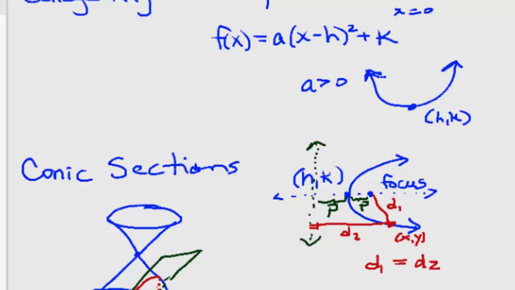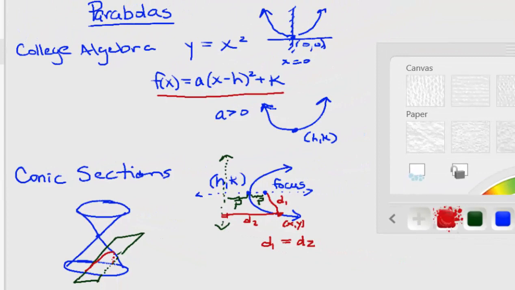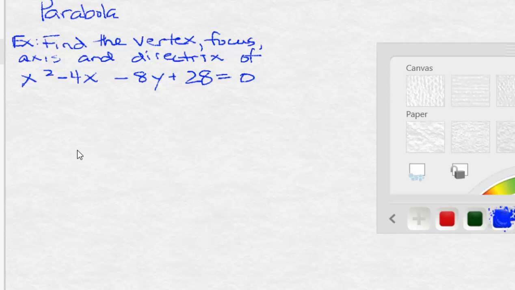Now, much like when we learned about parabolas from a function of x perspective, where we could look at the equation of the parabola and find the vertex and determine whether it opened up or down, we're going to be able to look at the equation of a parabola and determine not only its vertex and which direction it opens, but also the coordinates of its focus and the equation of its axis and directrix. So let's look at an example. Here we're asked to find the vertex, focus, axis, and directrix of this parabola.